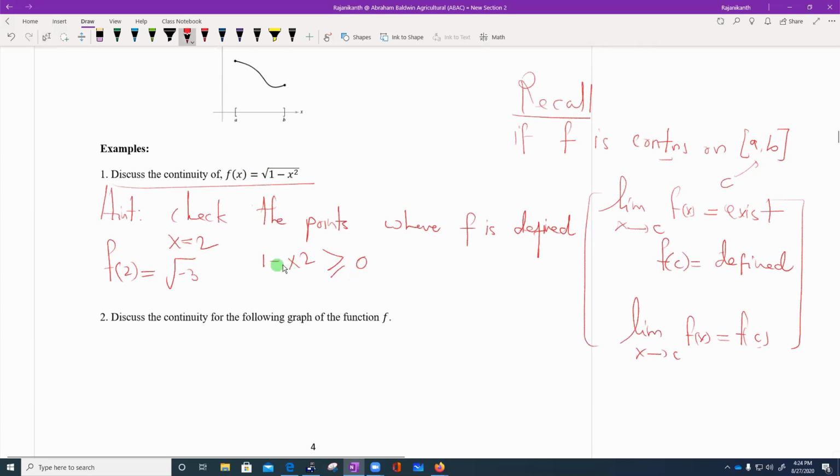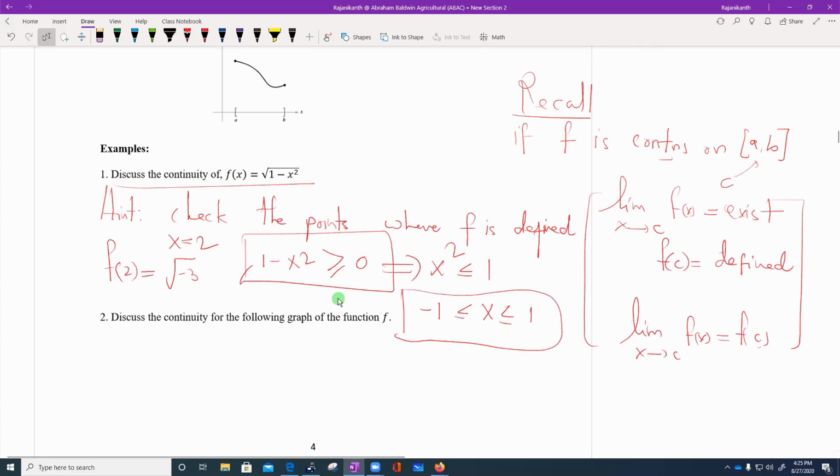So I'm putting this condition. The function is defined only within this range of x. What does that mean? If you move x squared to the other side, this simply tells you that your x squared value is supposed to be less than or equal to 1. That means your x value should be between -1 and 1. That means your function is defined only for this range of x values. So your x cannot exceed -1 on this side and +1 on the other. So all the x values should be from -1 to 1.